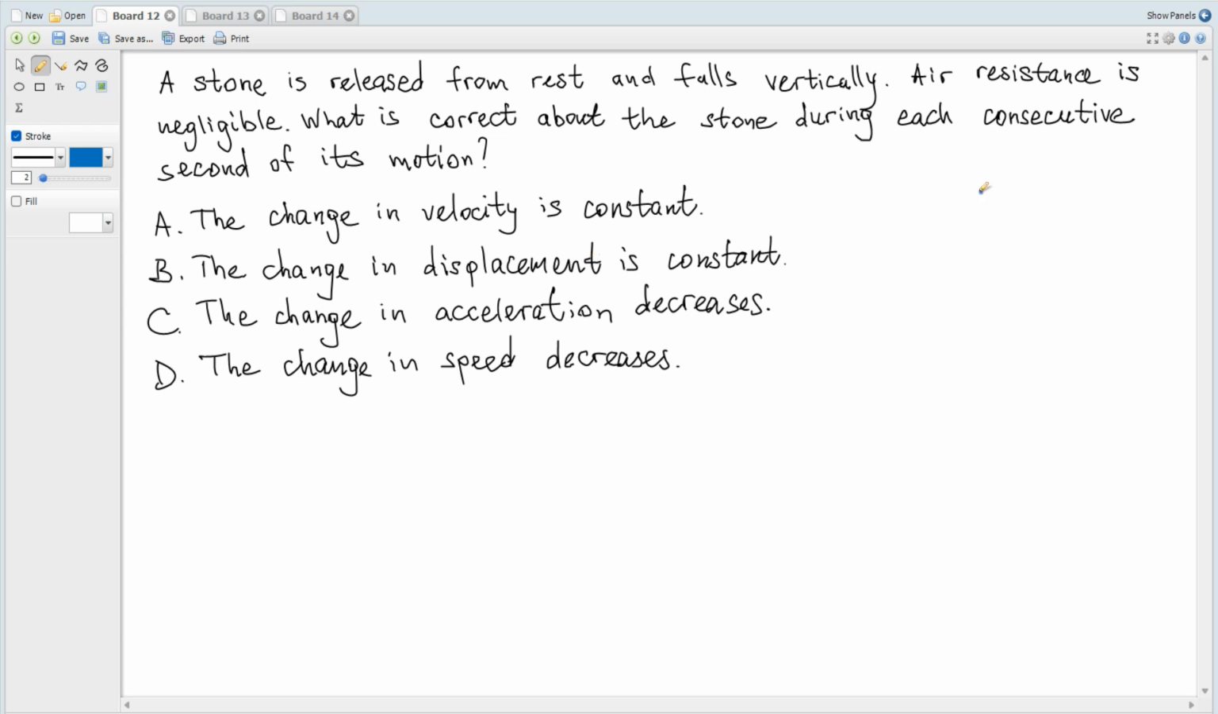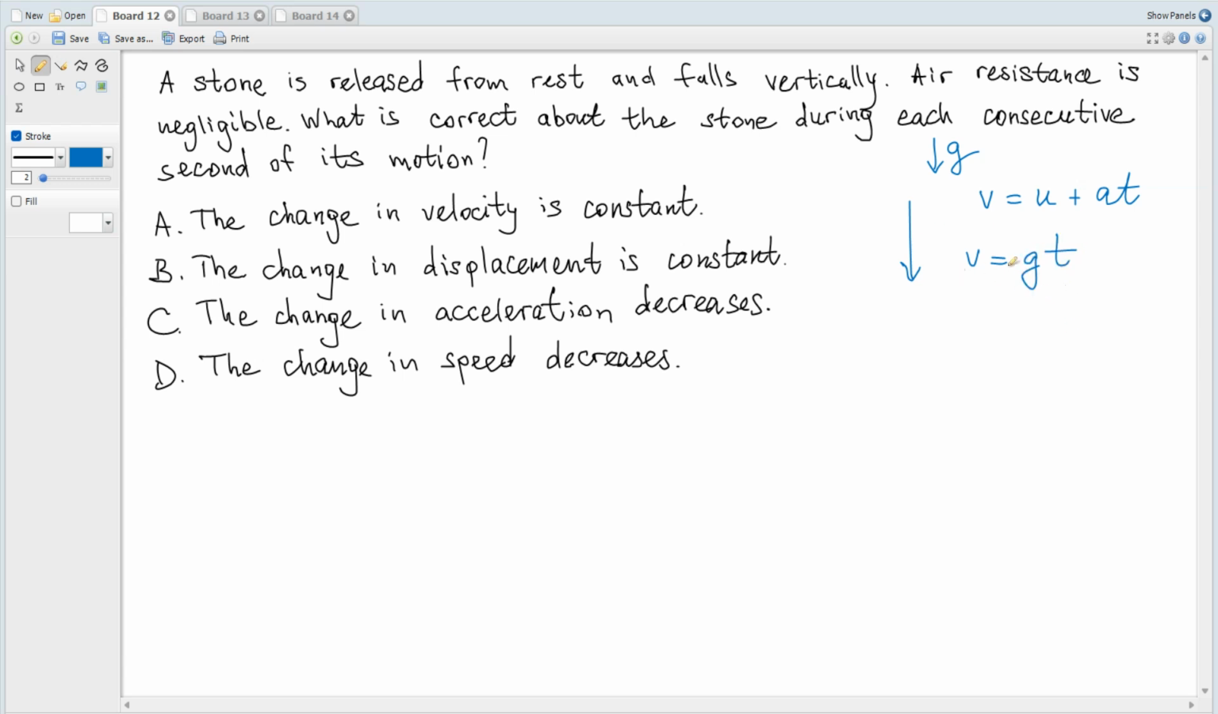And we know that the final velocity is equal to the initial velocity plus acceleration times time. So the final velocity is equal to u, which is 0. The initial velocity is 0 because it starts from rest. A is acceleration due to gravity. It's in this direction because it's free fall.